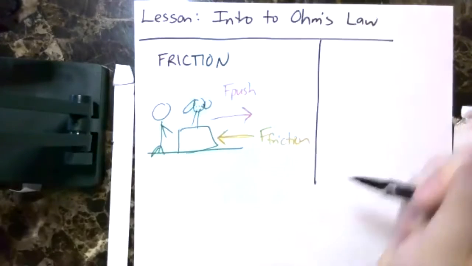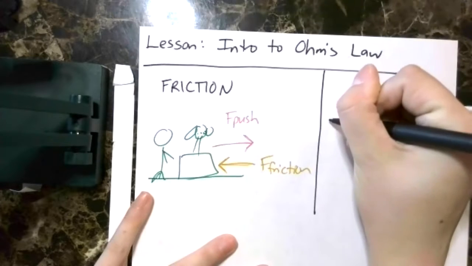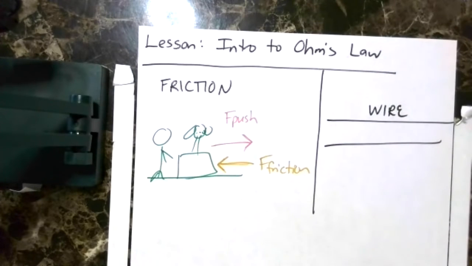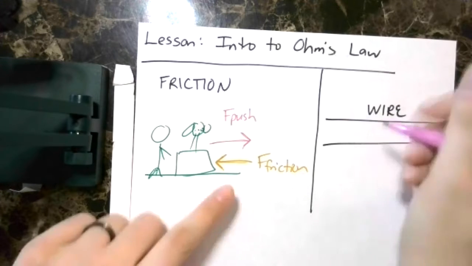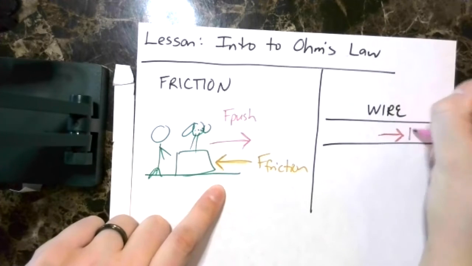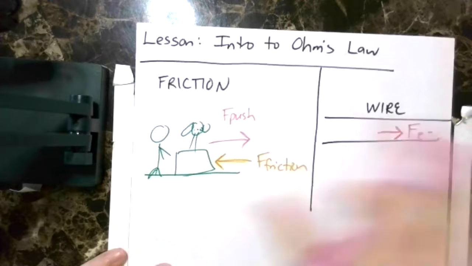Let's apply this to a circuit. And where can we apply it? I want us to think about a wire, a metal wire. So it's a conductor, the electrons flow through it. You can imagine that the current is basically like the force of the electrons, right? So it's going in a certain direction.